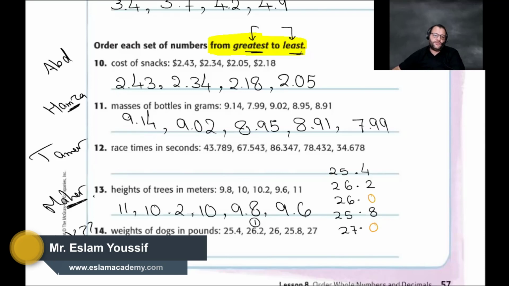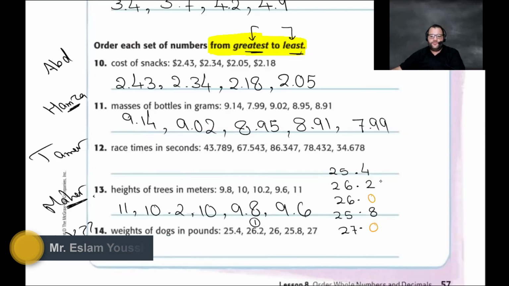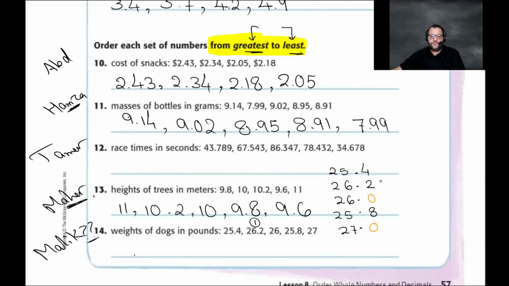Now we need to arrange. So now the biggest is 27.0. That will be the biggest one. You understand? By this way, you can write it vertical. Just put the point, then we can arrange. Compare the numbers before the decimal at the first. Then after that, compare the numbers after the decimal.